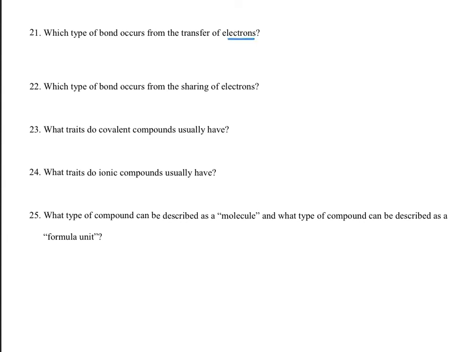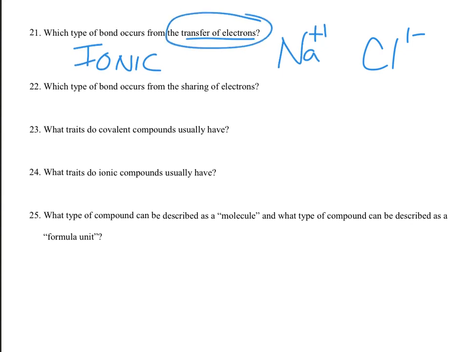What type of bond transfers electrons? That's going to be ionic for sure. Remember, in order for something like sodium and chlorine to get that +1 and -1 to come together, they had to transfer the electrons in order to make that happen. Sodium had to lose an electron and transfer it to chlorine to gain an electron to have that +1 and -1 charge. So ionics transfer electrons.